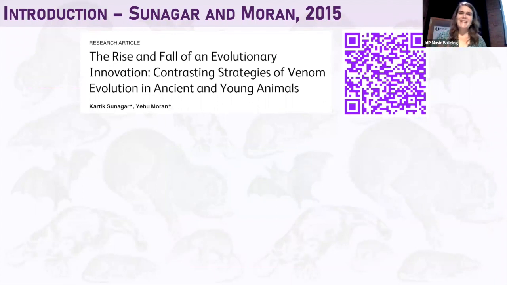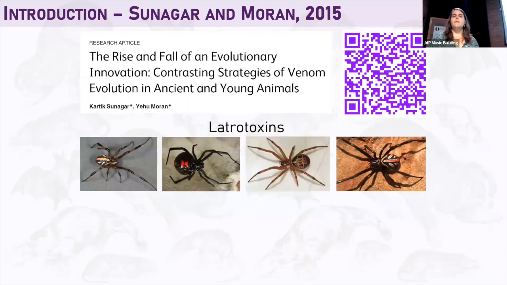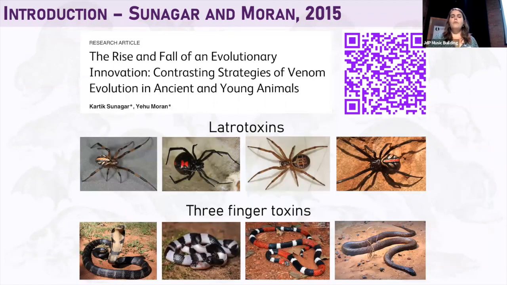But anyway, the point is that in 2015, this really brilliant paper was published by Kartik Sunagar and Yehu Moran, both of whom are massive names in genomic and evolutionary development relating to venom. And what they looked at was different groups of toxins, such as elatrotoxins, which you find in Steatoda and Latrodectus spiders, or three-finger toxins that I think most people in this room are very familiar with in Elapidae.